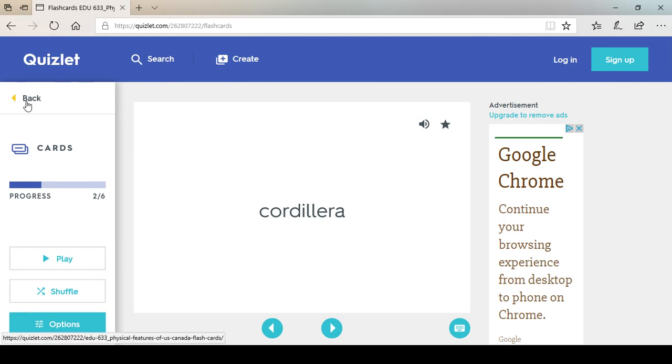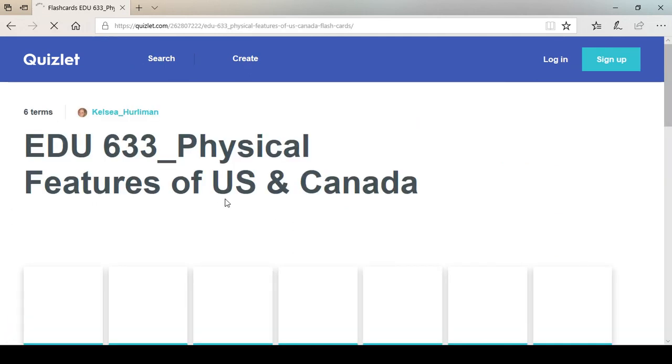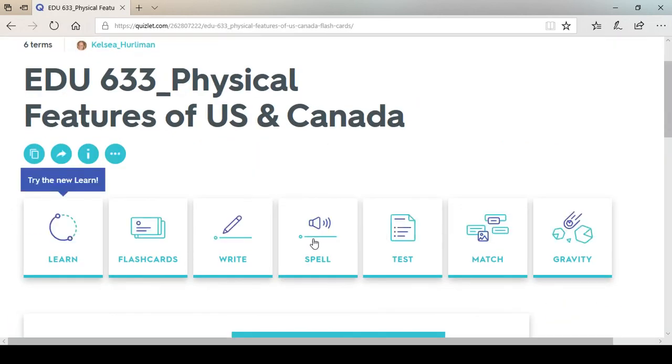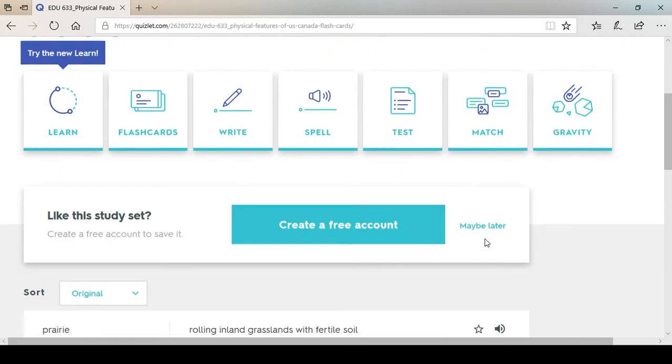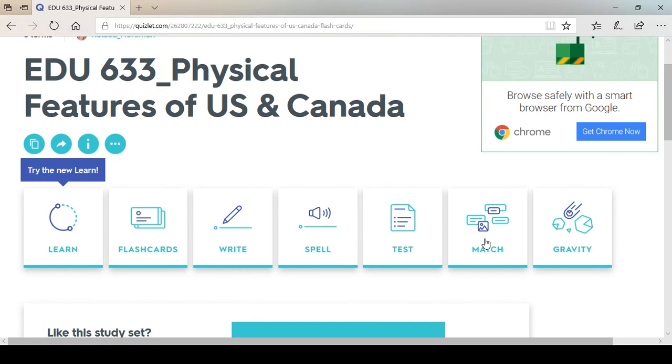So let's go back here. That's the flashcard piece. They have writing, spelling, it creates a test for you, and there's matching. It's just a really great tool for students to study and learn, and also engage them a little bit too. It's something different. For Quizalize, like I said, it's more of a game, which is awesome because you can really get your students engaged and provide a little bit of competition.